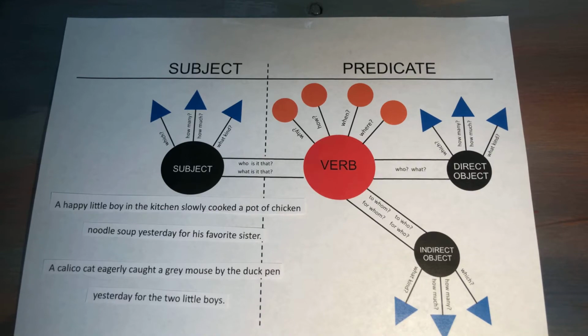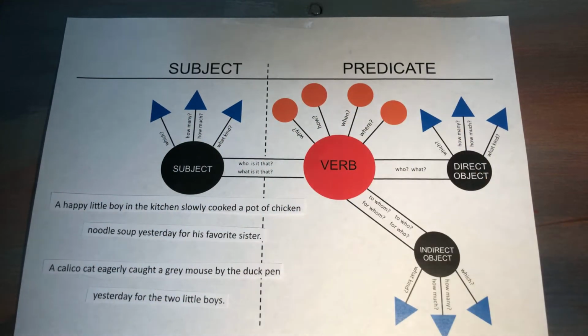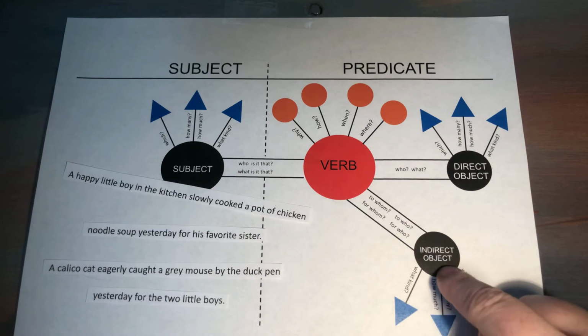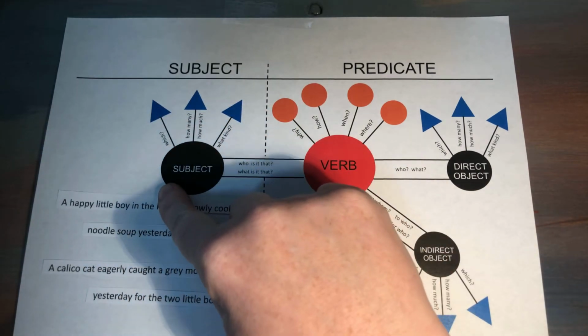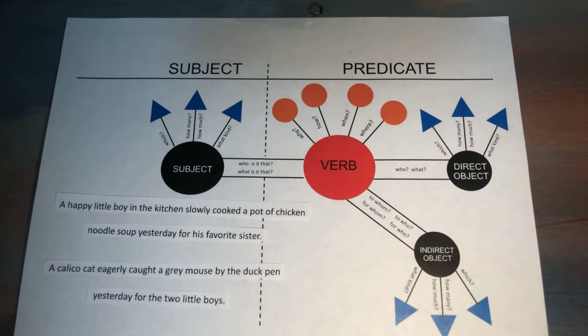So for the past few weeks, we've been adding details to our subjects and our predicate. Today we're going to put it all together. As you can see, our subject, direct object, and indirect object all have the blue triangles over them, and our verb has the orange circles. Let's look at our first sentence.